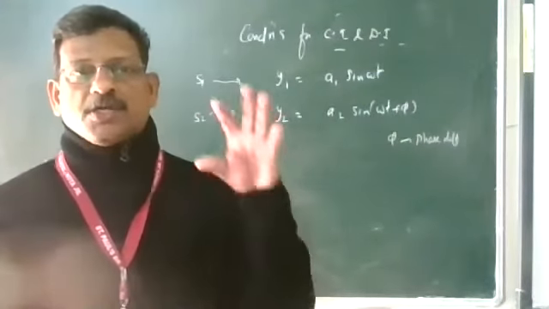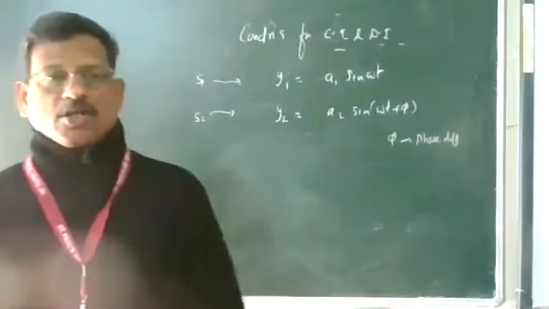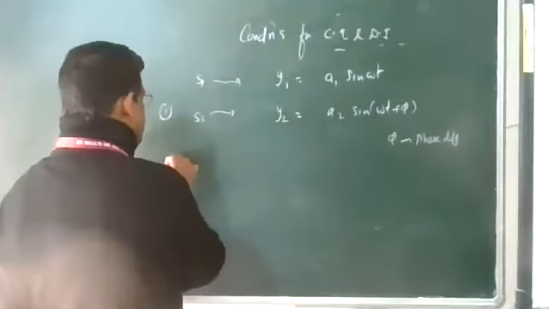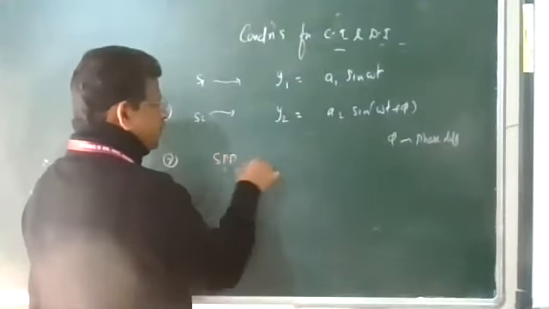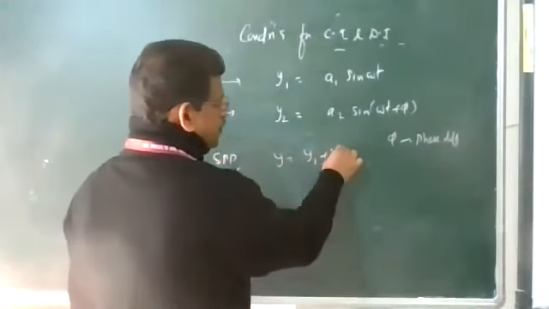So these are the two coherent sources. The light is on the way. Second point, on the way they superimpose on each other, and we get the resultant displacement as y equals y1 plus y2.